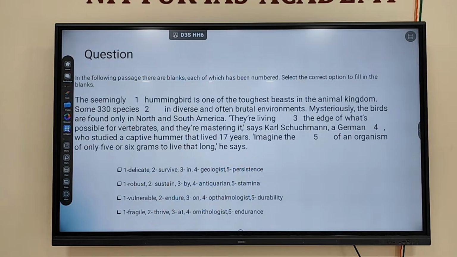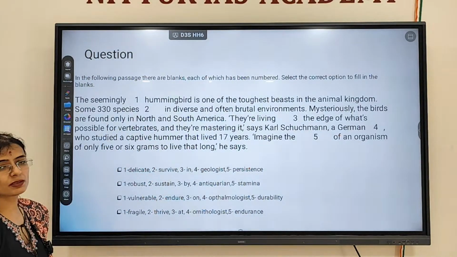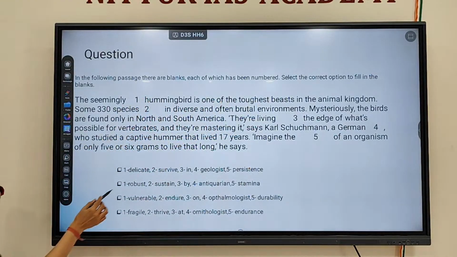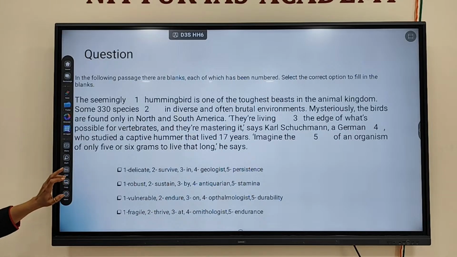Okay. The seeming dash hummingbird is one of the toughest beasts in the animal kingdom. The seemingly delicate, the seemingly robust, vulnerable, fragile. Either it could be what? Robust, strong. Robust means strong, but hummingbird is one of the toughest beasts. It should be the opposite, no? To make a proper sentence, it could be delicate or fragile.